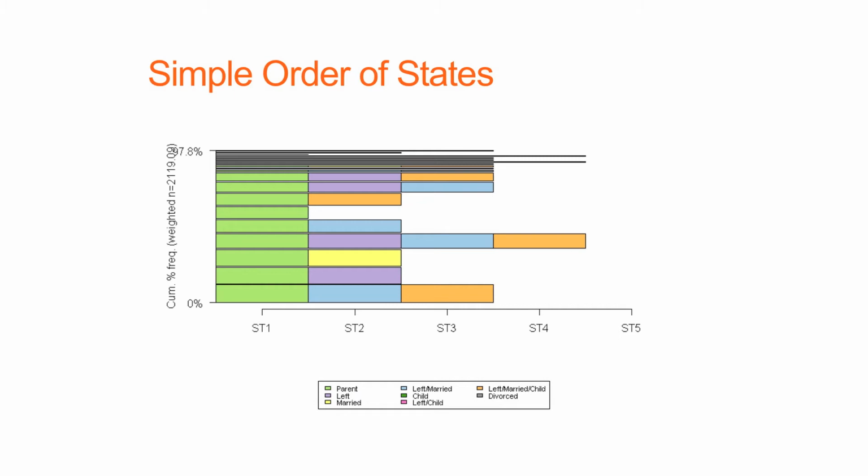So the most frequent one was parent, then left, then left married, and then left married with child. And then the next most frequent one was living with parents, and then having left. And then the next most frequent one was living with parents, and then married, still living with parents.